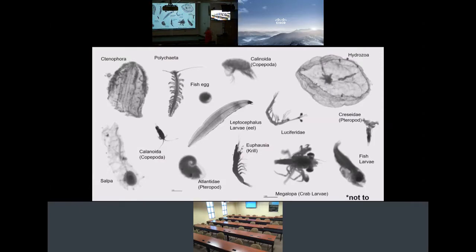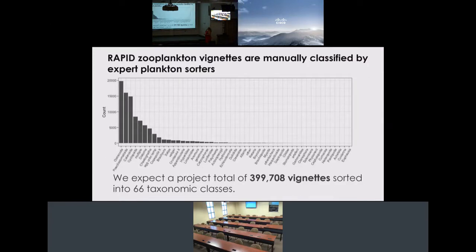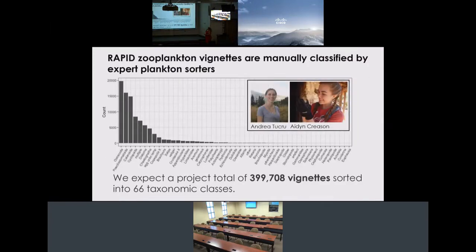Again, we're using ZooScan here to allow for rapid assemblage structure evaluation. We're pretty much finished with this. We have about 400,000 vignettes sorted by our awesome undergrads in our lab, Andrea Turcrew and Aiden Creason. Andrea has now moved on to being a graduate student, so I'm very proud of her. And Aiden has accepted medical school. So these are good guys.